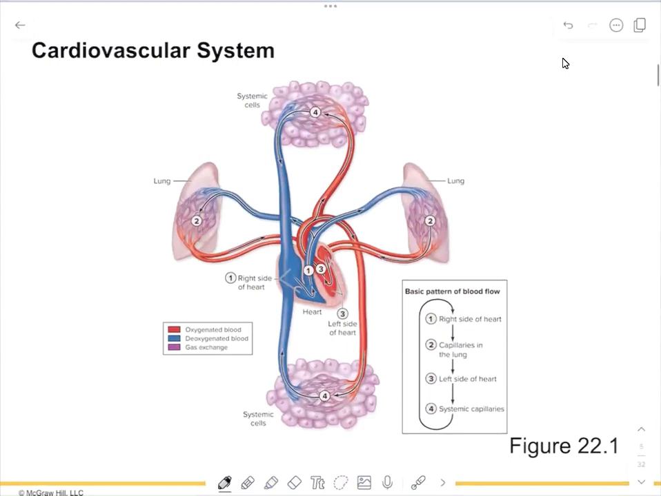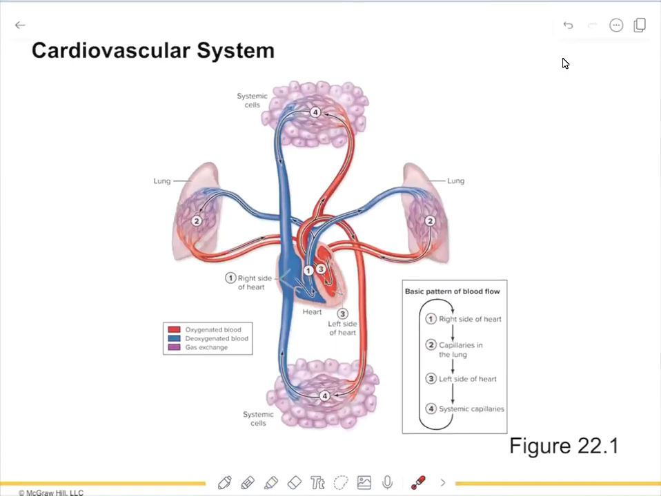So this is an overview of the cardiovascular system. We can see the job of the heart here. The two pumps are shown. This is one pump. It's the right side of the heart. This is another pump, which is the left side of the heart.